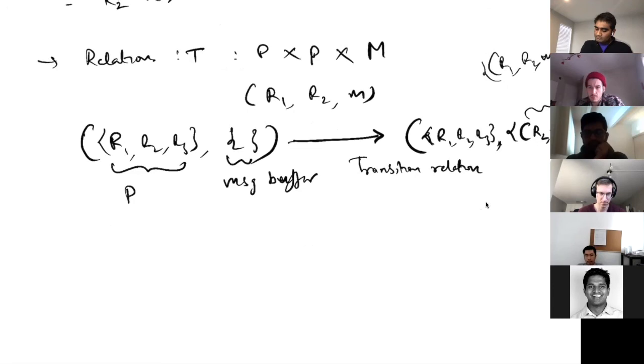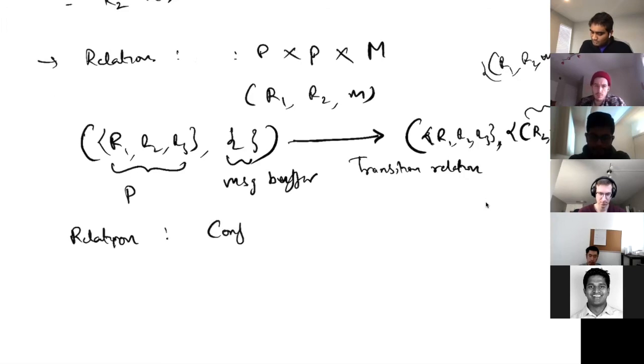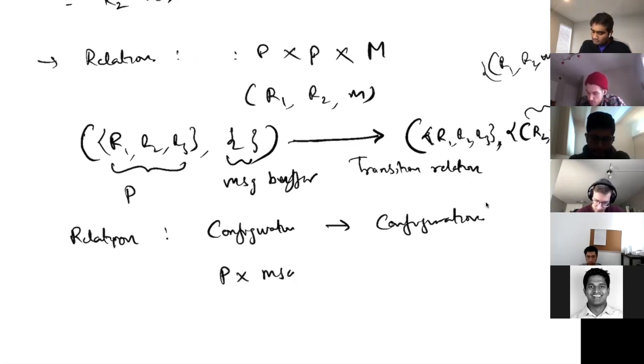So you define a relation. I defined something here, but let me erase that, because there we have used it for messages. So you define a relation called the transition relation from one configuration to another configuration. And configuration, for the sake of this particular example, you have defined as essentially P cross message buffer.